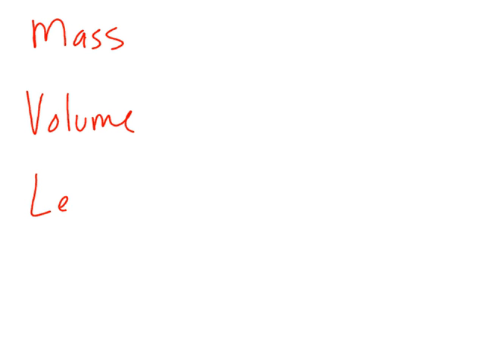Now, the first section, or the first characteristic of matter that we're going to deal with, well, the three of them are mass, volume, and length.